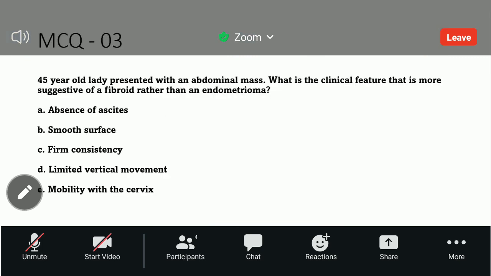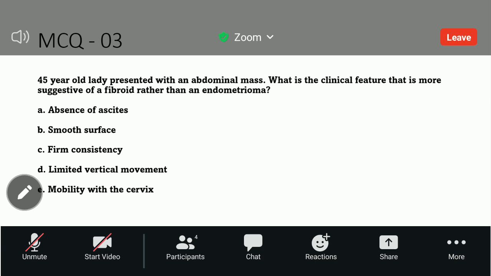So the next question, 45-year-old lady presented with an abdominal mass. What is the clinical feature that is more suggestive of a fibroid rather than an endometrioma? This is an SBR question. So what they are asking is, which feature tells more that this is fibroid, not an endometrioma. Endometrioma means, we know, chocolate cyst of the ovary due to endometriosis. So we will be looking at it.